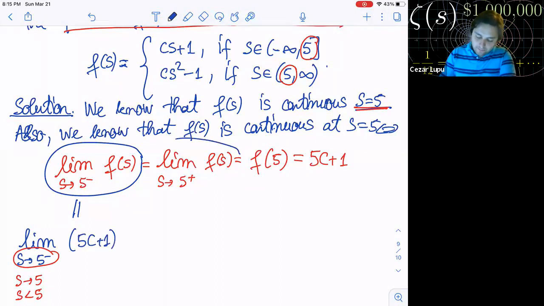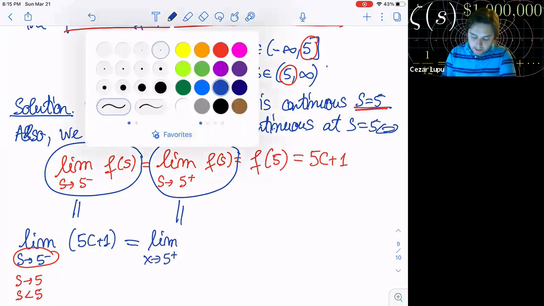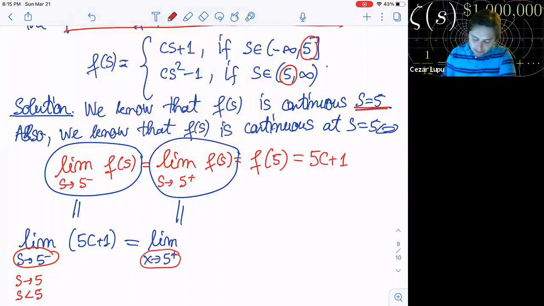Now let's look at the second one. The limit as s approaches 5 from the right of what? And keep in mind that this guy here means that this is s approaching, sorry, not x.